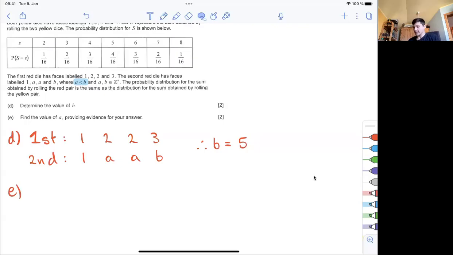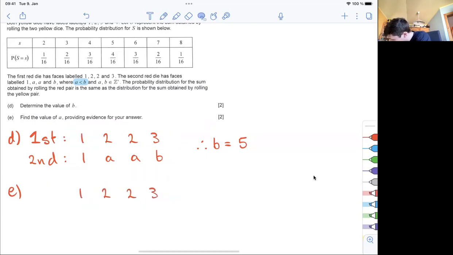Okay, and part E asks, find the value of A, providing evidence for your answer. All right, so the best way to go about this will be to create a table of sums or of results from rolling the two dice. So I'll put the first dice up the top, so we'll go 1. In fact, what I can do is I can even just copy this, and just bring this down.